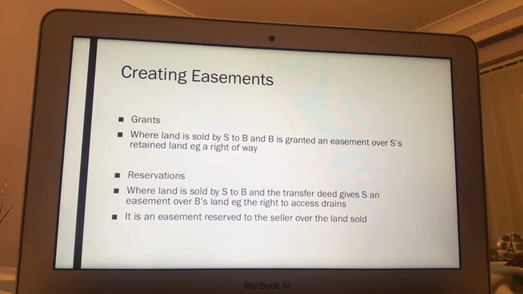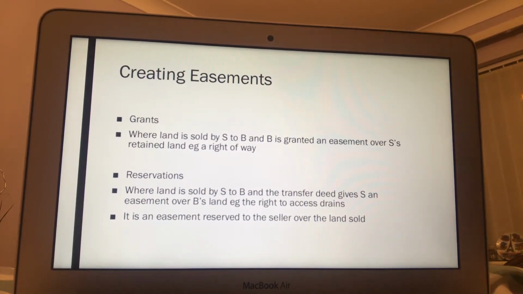Now I will explain the ways easements are created. They can either be created through a grant or reservation. A grant is where land is sold by seller to buyer and the buyer is granted an easement over the seller's retained land. For example, if a seller sells part of his large garden, then the transfer deed grants a right of way for the new owner, who is the buyer, to use a path over the seller's retained land to access the land purchased.